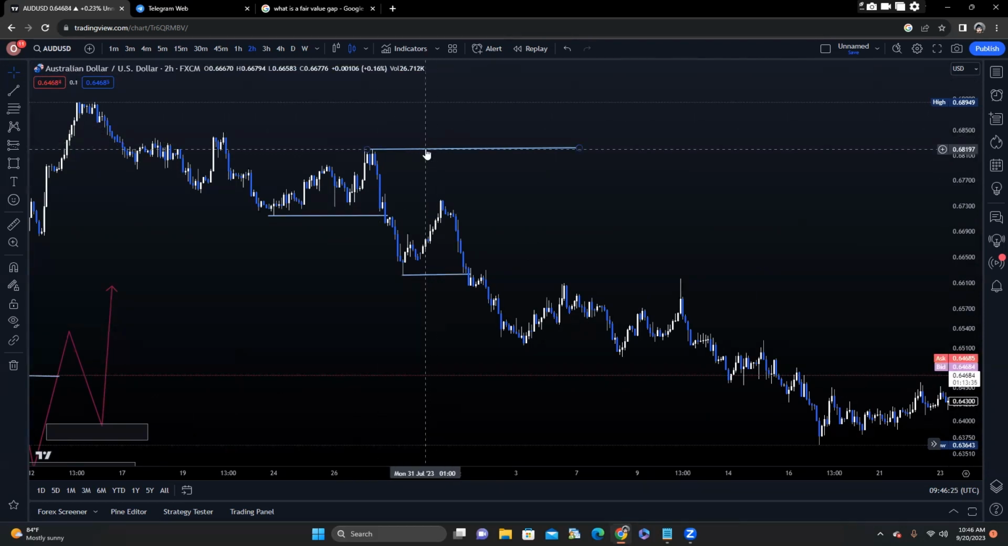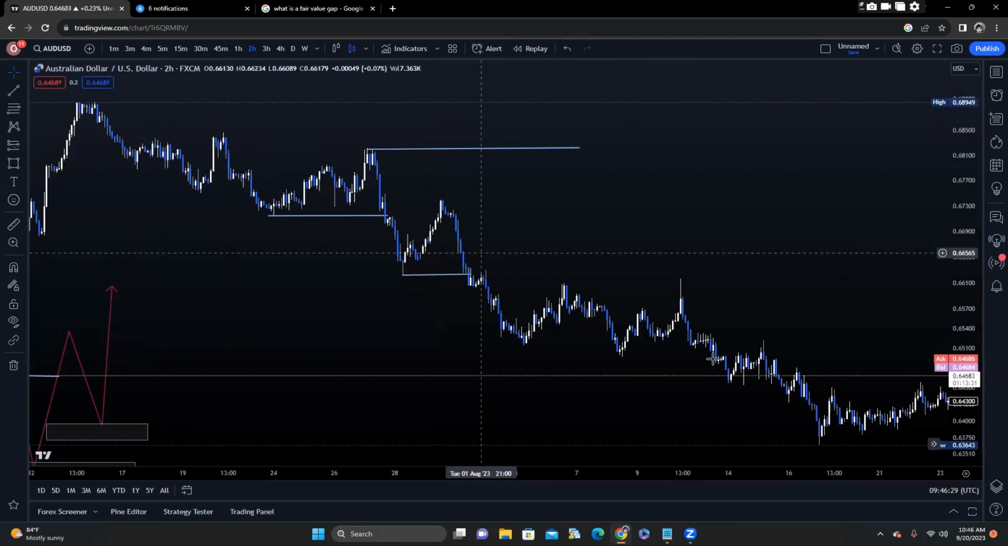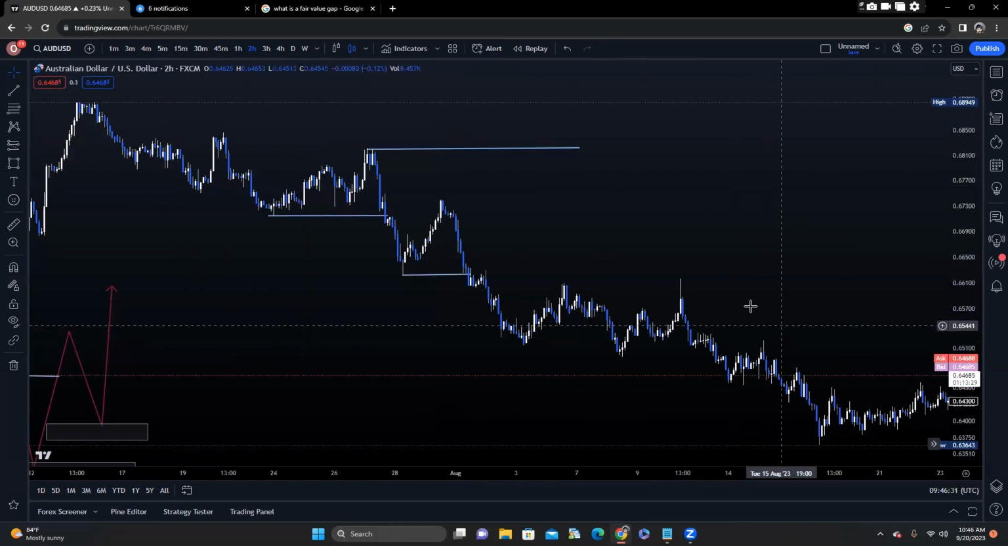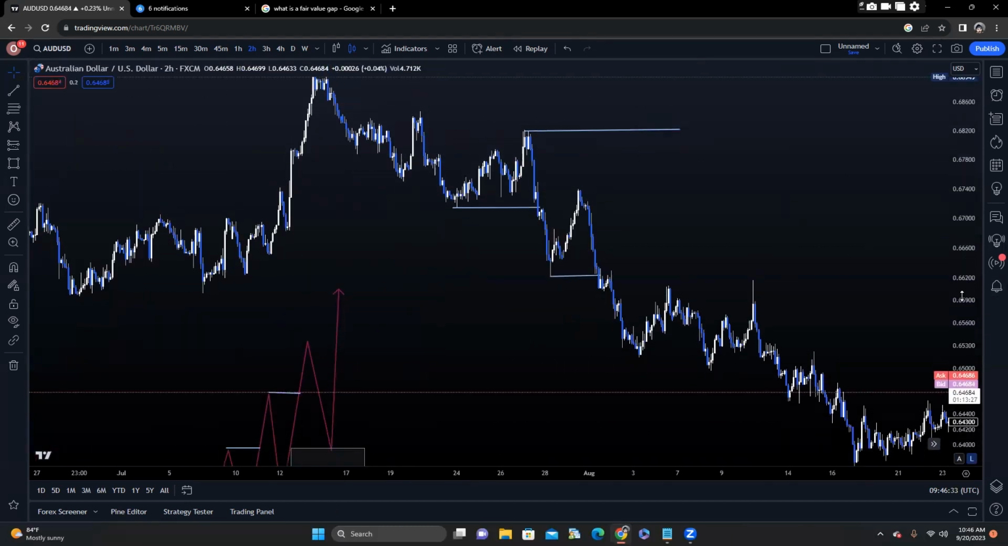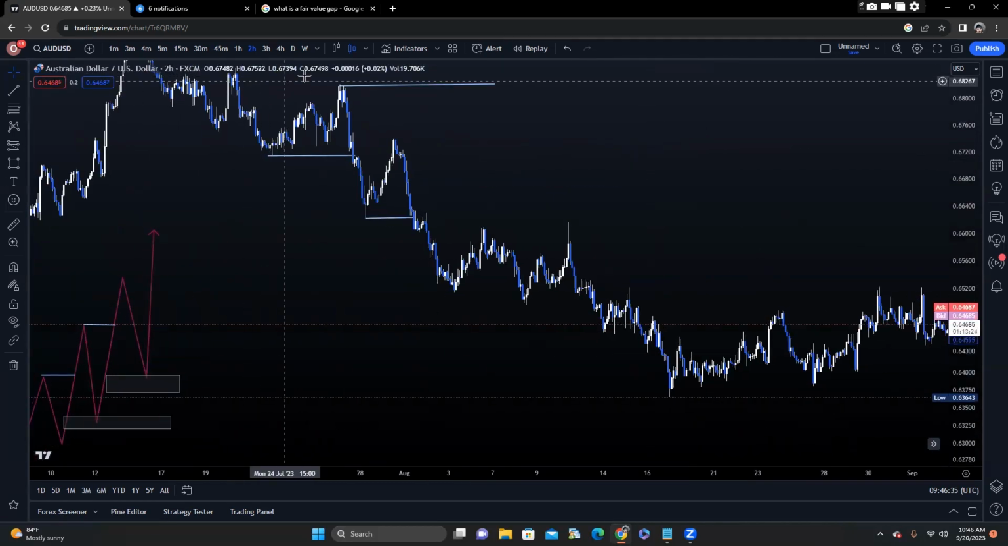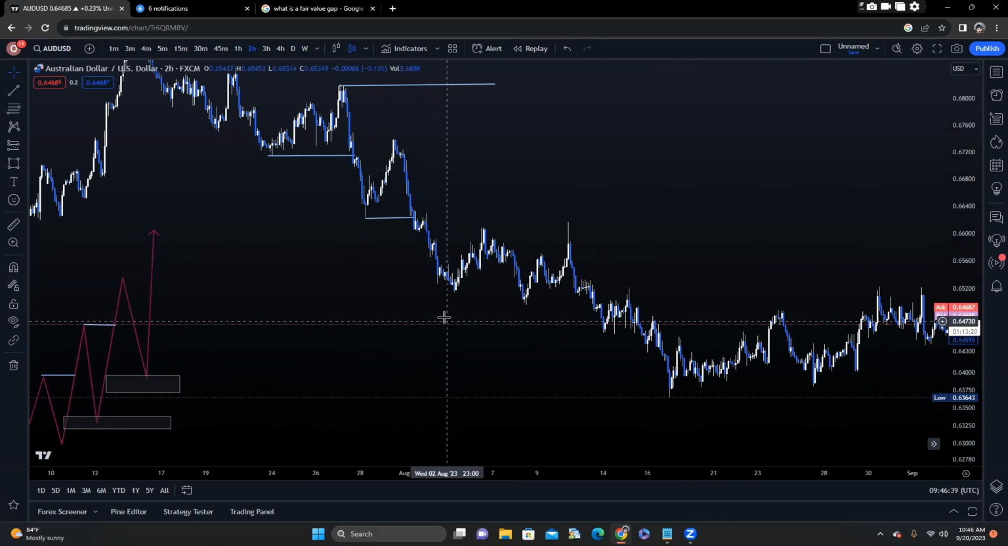So this is a bearish market structure, right? The order flow is bearish. So here we have a series of lower highs and what? Lower lows. This is a lower high. This is a lower low. This is a lower high. This is a lower low.